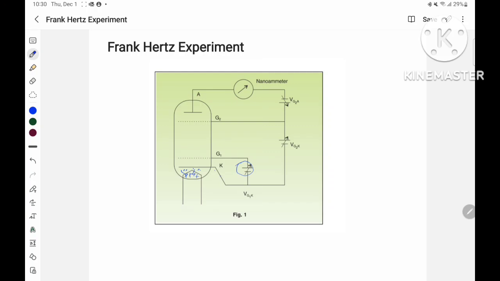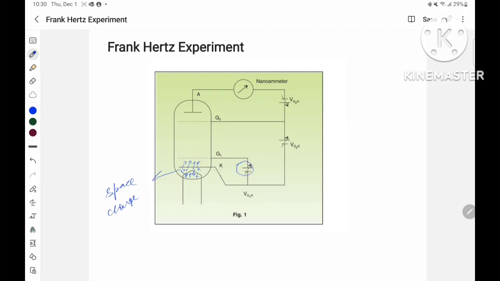That is why we have used this grid G1 where we are applying a slight positive potential, and this positive potential attracts these electrons into the tube. Okay, so there is no accumulation of space charge near the filament. Now these electrons have entered the tube.